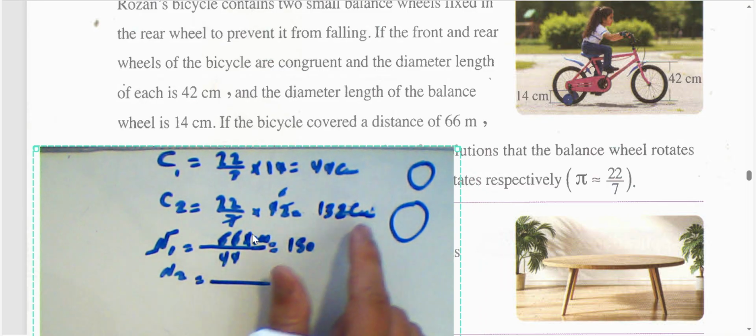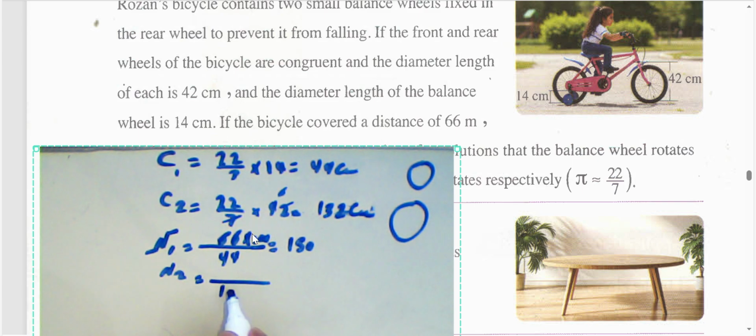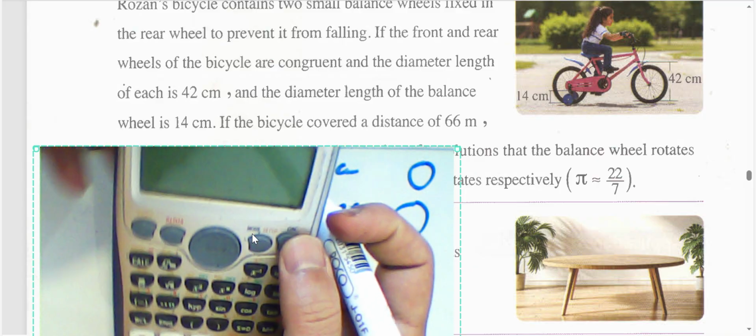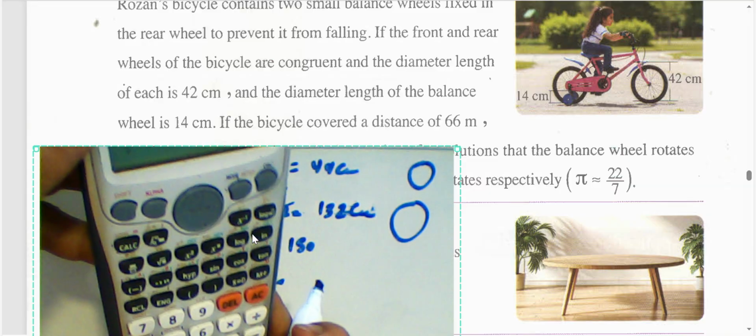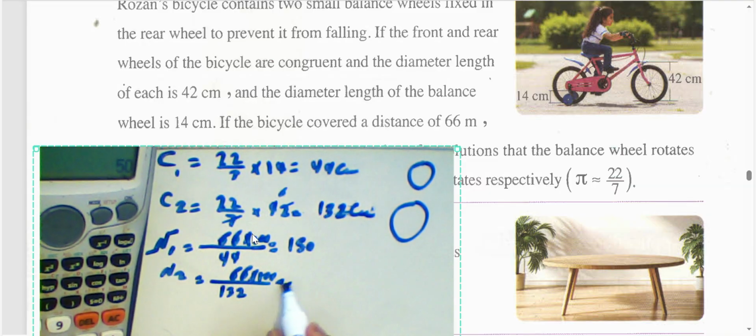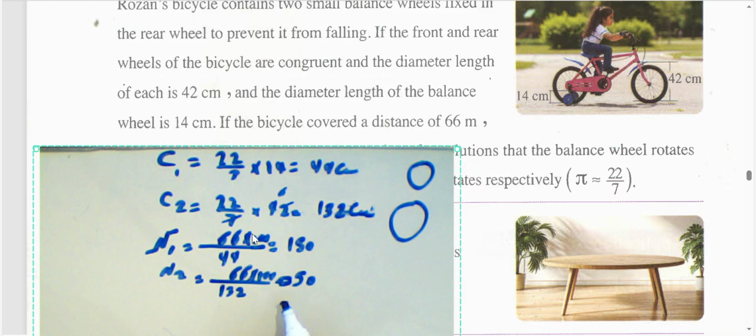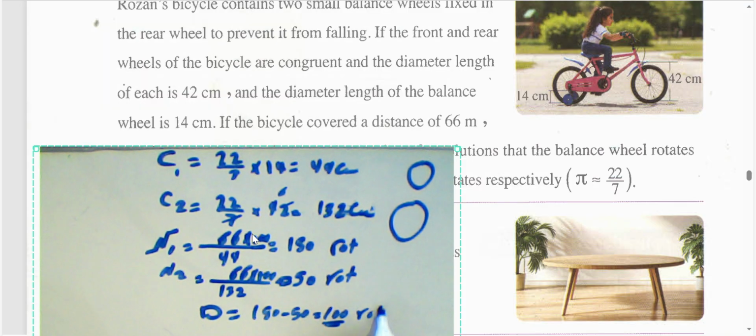And the number of rotations about the greater wheel. We can write circumference 132 centimeter, and the long distance 66 product by 100. Then the result will be 66 times 100 divided by 132, which equals 50. The number of rotations here is 150 rotations, and here 50 rotations. Then the difference between them equals 150 subtract 50 is 100 rotations.